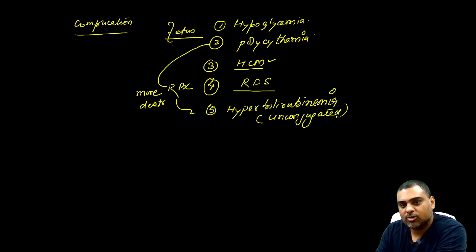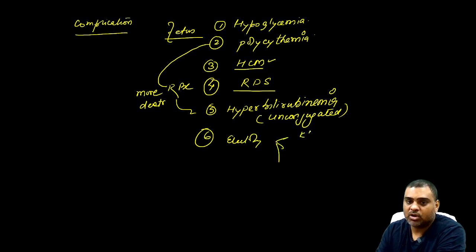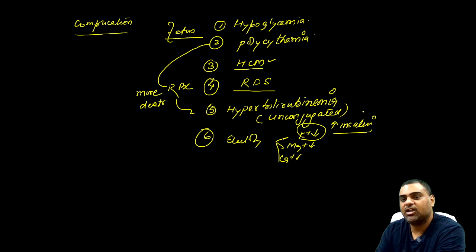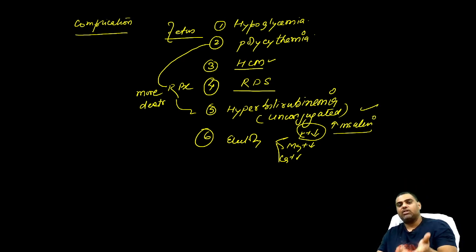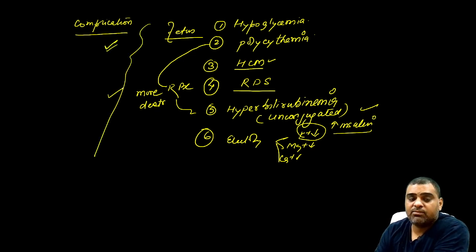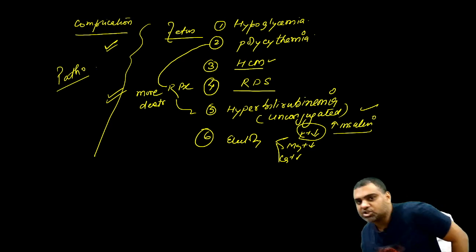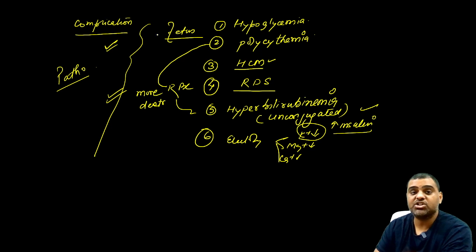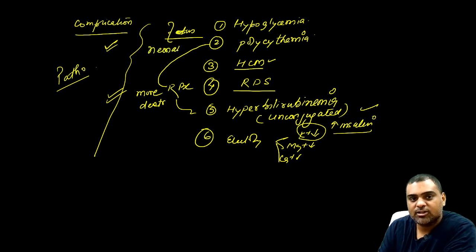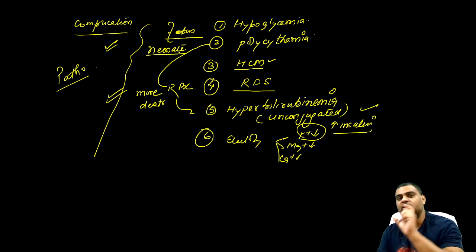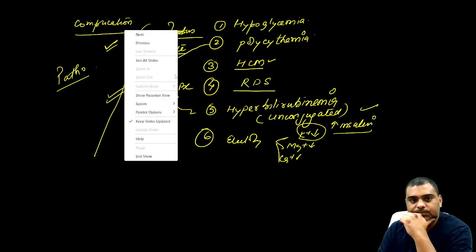Unconjugated. Okay. Sixth, you will see electrolyte imbalance: hypokalemia, hypomagnesemia, and hypocalcemia. Why hypokalemia? Because we have increased insulin in the baby. And when there is increased insulin in the baby, what will happen? It will push the potassium inside the cell. So these are the complications, and you can remember them very well when you know the pathogenesis. So these are the complications in the neonate. Now we will try to find the complications in the mother.